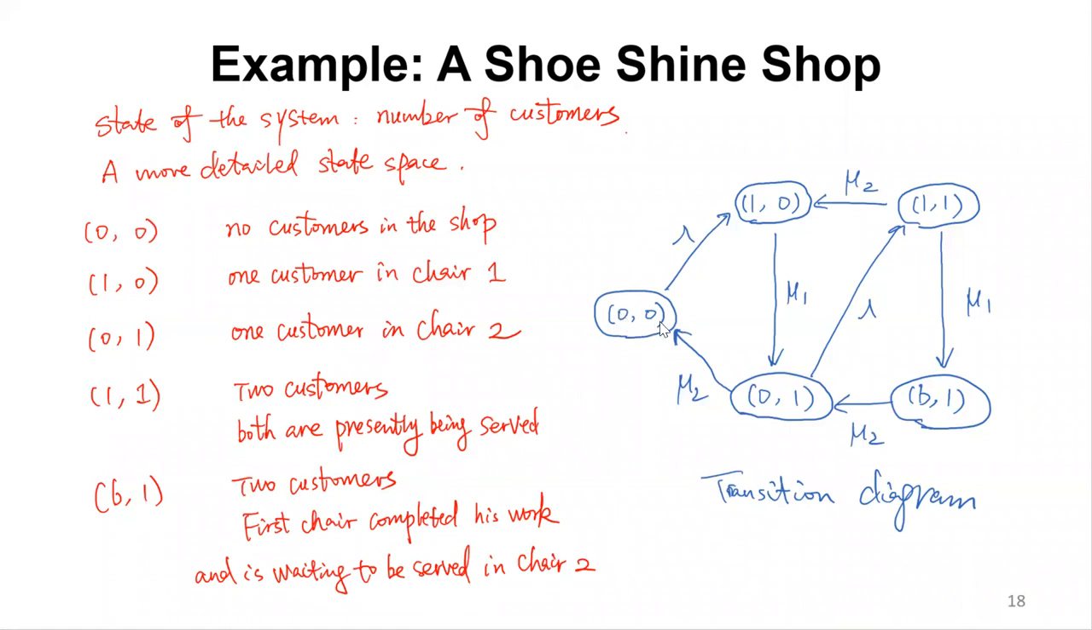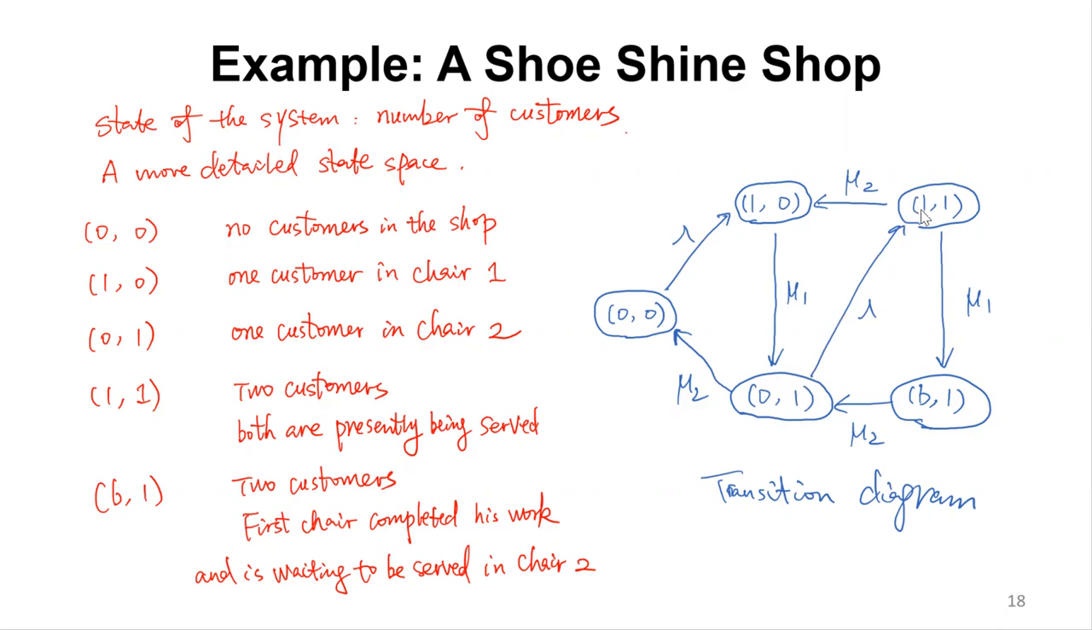You see here, if it is 0, 0, then we have a rate lambda for 1 customer to come and be served in chair 1, and then we have 1, 0. It can move to 0, 1. 0, 1 means this customer finished service in chair 1 and moved to chair 2. Once it is in chair 2, it has rate mu2 to exit, because it finishes chair 2 and then exits, or it can have a rate lambda. If lambda comes, then it will become 1, 1.